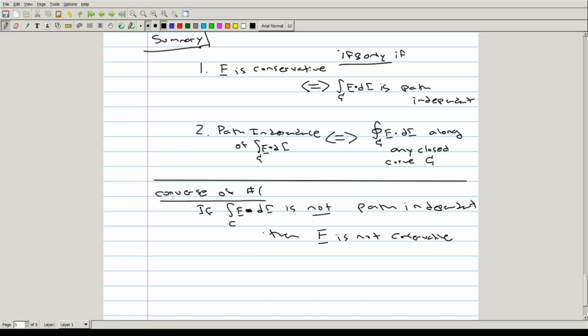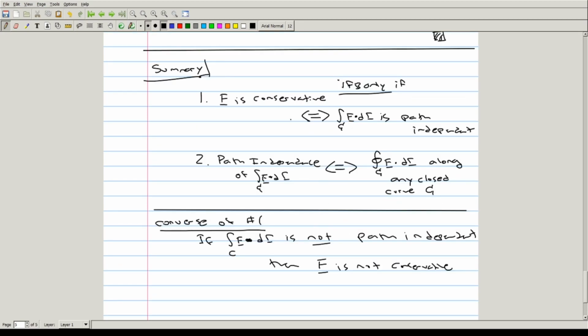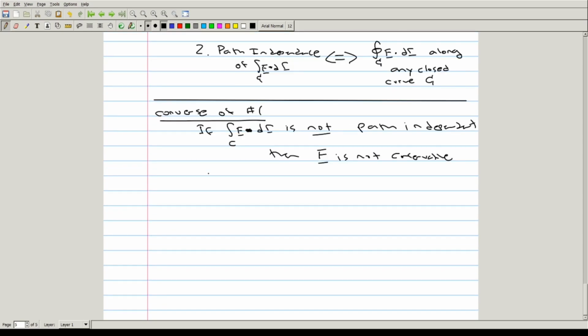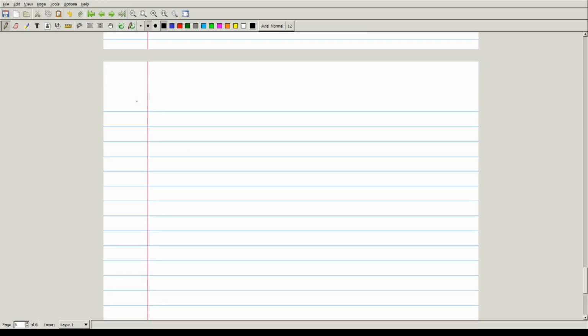But the idea here is that the main use of this statement is that if the line integral is not path independent, then f is not conservative. And we can actually use this very, very nicely. We can use this directly to find a counterexample to one of the theorems that we talked about before.